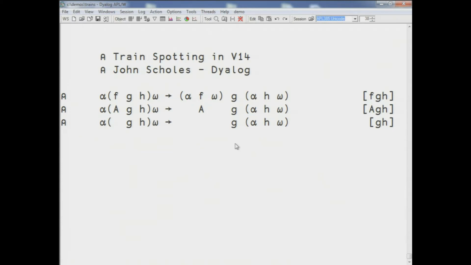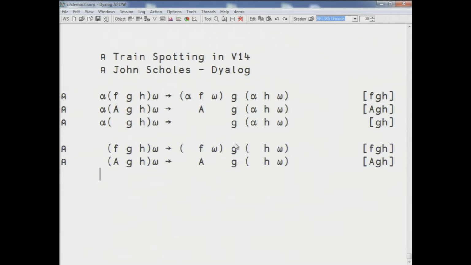Trains can be monadic and dyadic, so the monadic cases are identical, except the alphas disappear from each of these expressions. If you look at the top block and the bottom block, they're identical except the alphas have gone. And that's it. That's what's coming in V14.